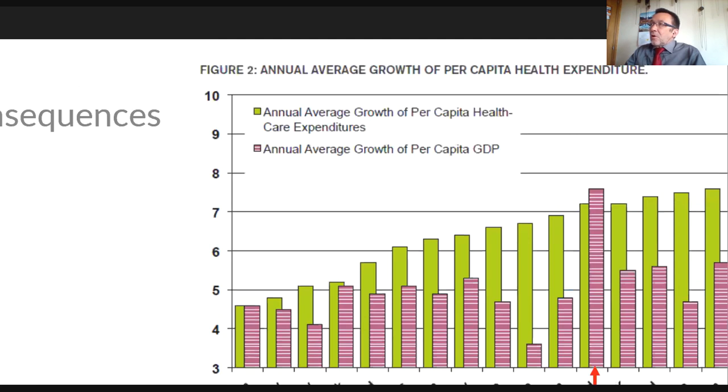And the annual growth of the per capita income in Europe is not so good compared to the cost. The green columns here show the growth of the healthcare costs in different countries in the European Union, while the red ones show the annual average growth of the per capita income. You can see that in most cases, for most of the countries in the European Union, the growth of the health cost is much higher than the growth of the per capita income. Only Ireland was able to show results different from this.